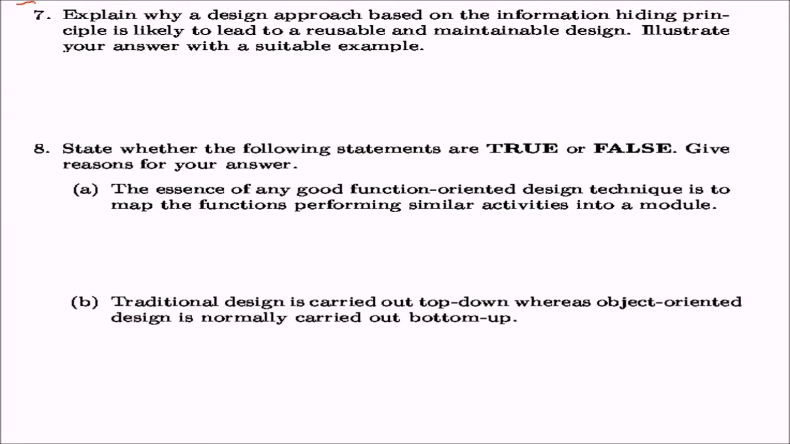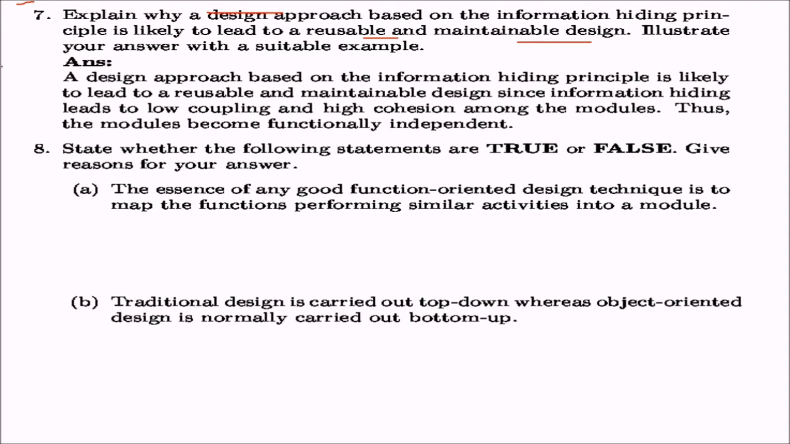Question 7 is: explain why a design approach based on the information hiding principle is likely to lead to a reusable and maintainable design. And you can give also a suitable example. So, design approach based on the information hiding principle. This is quite obvious that information hiding is making your code reusable and maintainable, because information hiding facilitates low coupling and high cohesion among the modules, and thus makes the modules functionally independent.